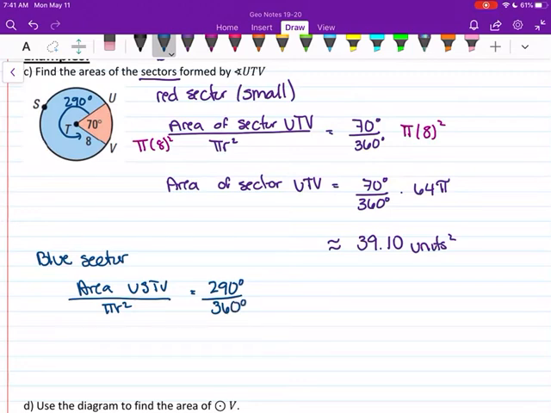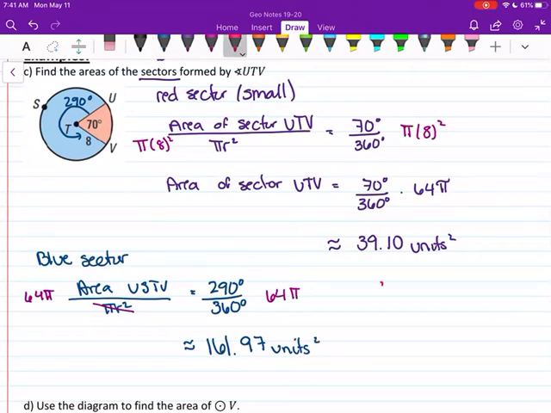Once again, I'm going to multiply both sides by that 64 pi, because that will cancel this piece down here. Plug that into my calculator, and I get that the area is approximately 161.97, and that's units squared. So now I want to make sure that these two together add up to my whole circle.